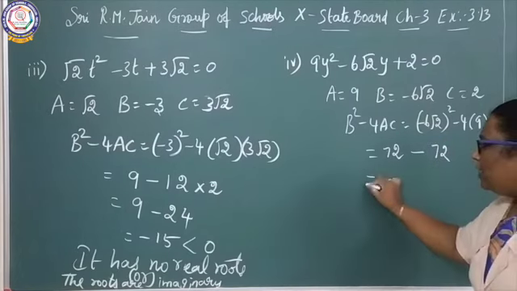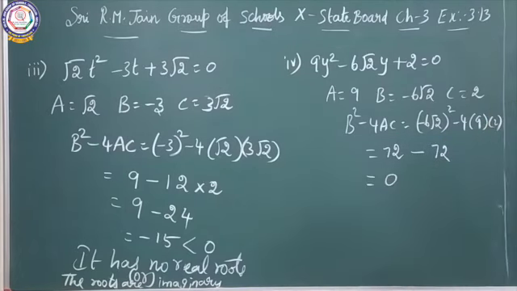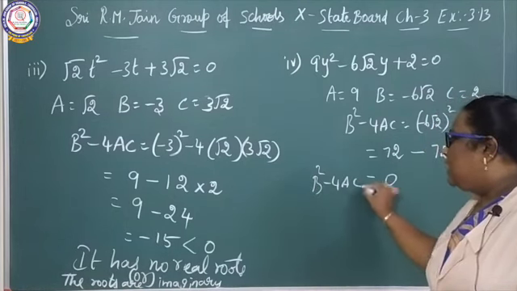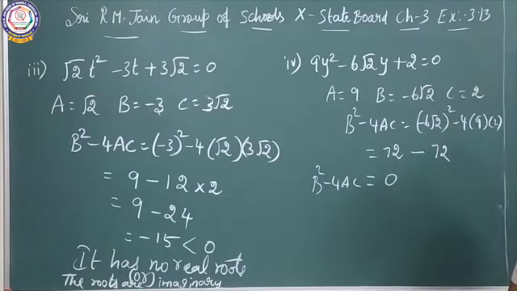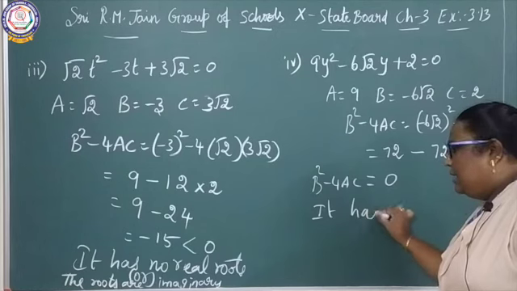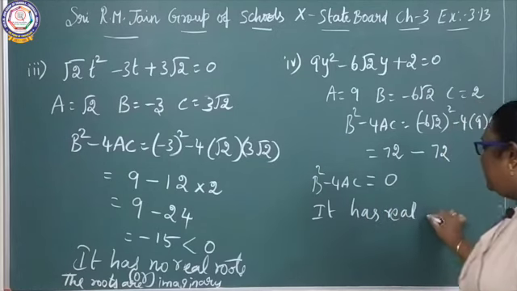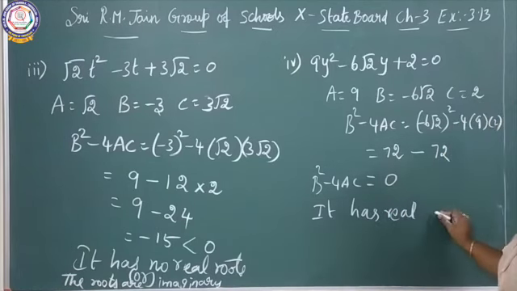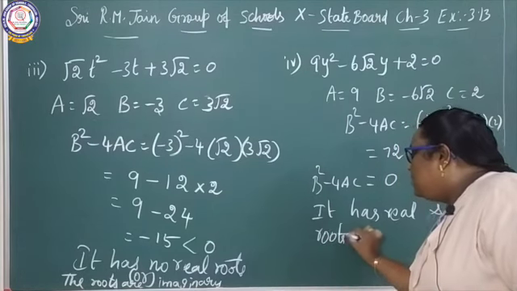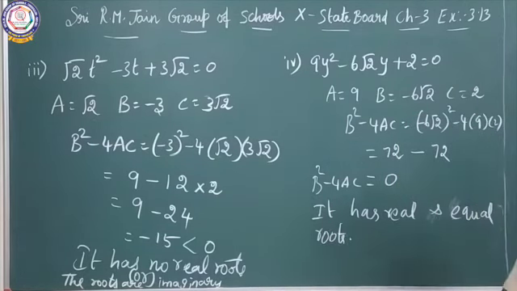So, what is the value for this? 0. So b square minus 4ac equal to 0 means it has real and equal roots. It has real and equal roots.